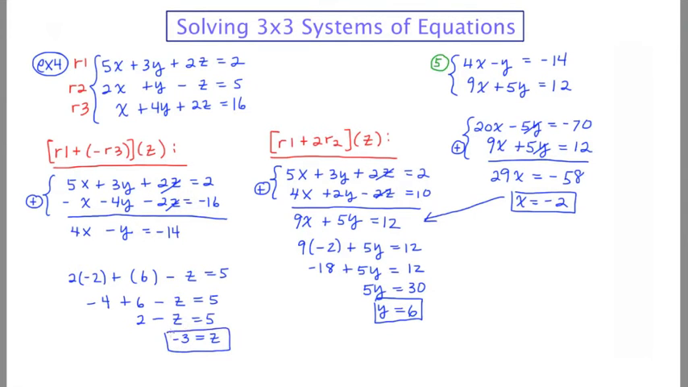So it's customary to write your answer as an ordered triple in alphabetical order. So we start with -2, and then we have y, which is 6, and then we have z, which is -3. And I'll just put a box around this to finalize our answer.